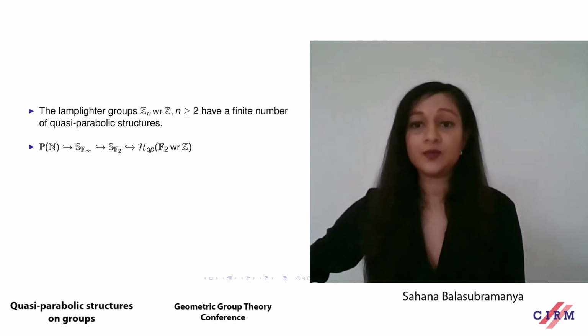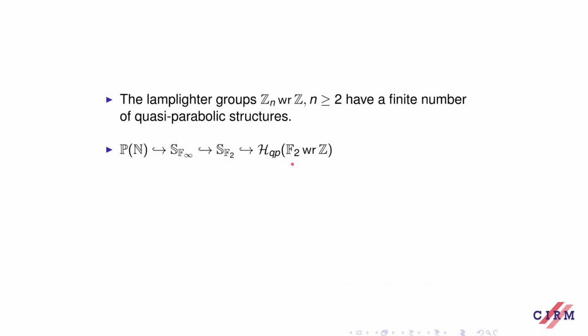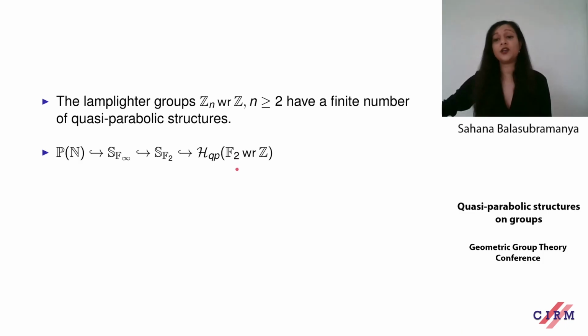And by the theorem, this creates an embedding into the quasi-parabolic structures of F_2 wreath Z. Now, of course, I could have done this with F infinity wreath Z as well. The reason I wanted F_2 was because I wanted an example of a group that's finitely generated with this property.